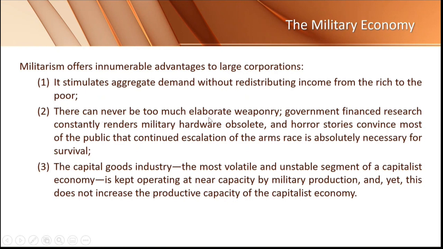There can never be too much elaborate weaponry. Government-financed research constantly renders military hardware obsolete. So with all this hardware, even with weapons now, you see that after some time the weapons become obsolete and then they will have to invest again. So it will be continuous. Right? Horror stories convince most of the public that continued escalation of the arms race is absolutely necessary for survival. Then the capital goods industry, the most volatile and unstable segment of the capitalist economy, keeps operating at near capacity by military production. And yet, this does not increase the productive capacity of the capitalist economy, right?